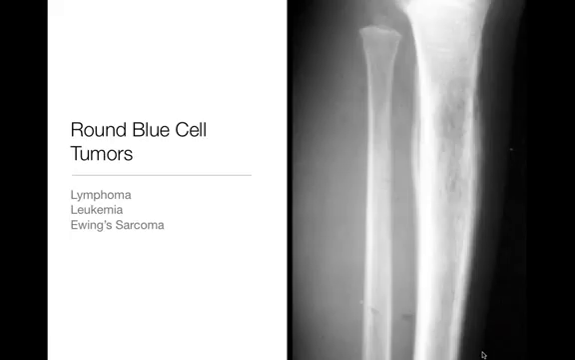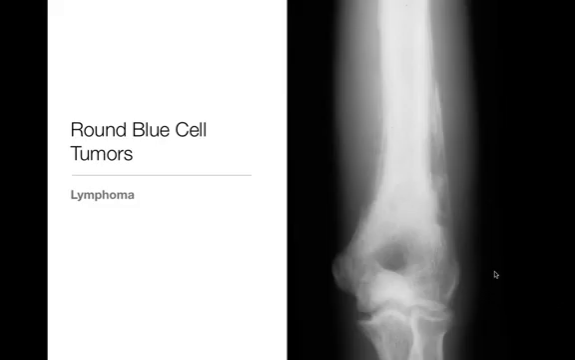Round blue cell tumors, which include lymphoma, leukemia, and Ewing sarcoma, these pretty much will all look alike, and it's probably impossible to differentiate them radiographically. They are going to be infiltrating tumors that grow throughout the bone. They classically appear as permeative lesions. They'll be associated with an aggressive periosteal reaction.